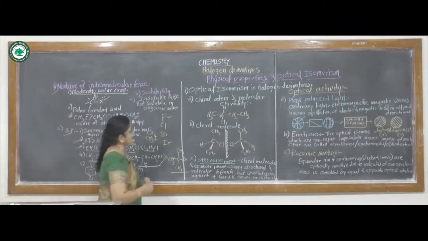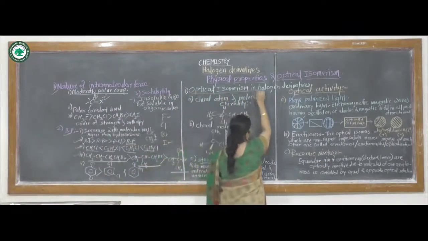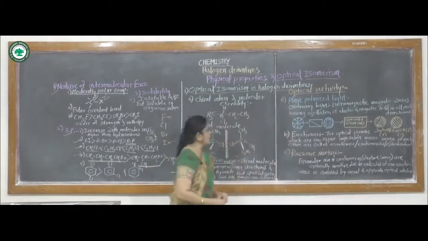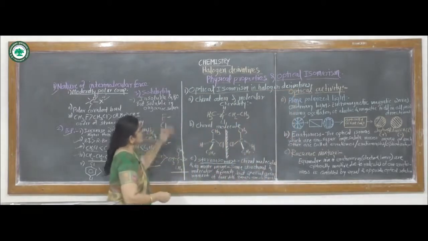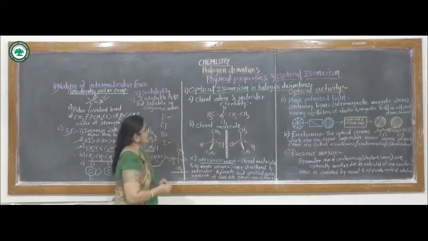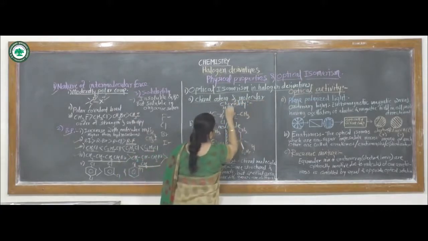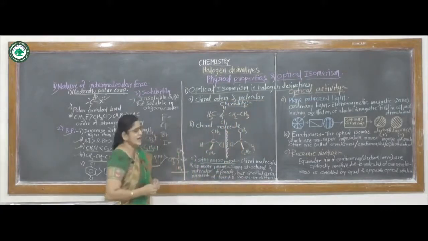The next point is optical isomerism in halogen derivatives. Before going to study optical isomerism, at first we have to study what is a chiral carbon atom, that is, chiral atom and molecular chirality. Then what is a chiral carbon atom?